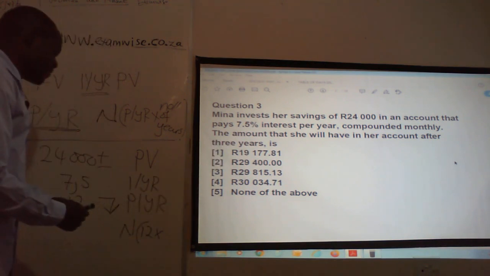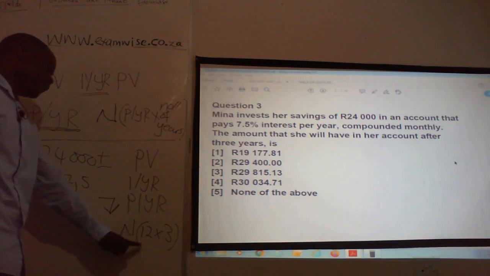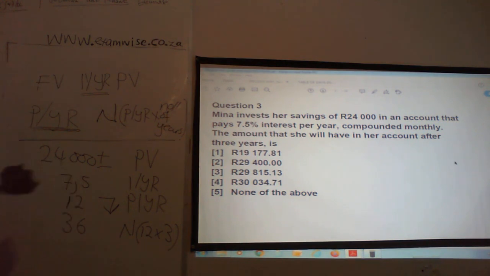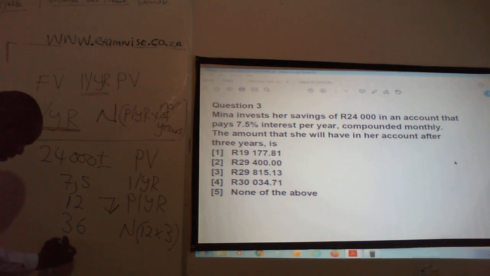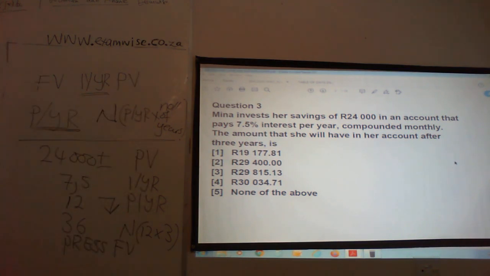So it means the number of years there is 3. Then we can say 12 multiplied by 3, and then here we get 36. So here we now have our 4 variables. So we now need to determine our future value. So here we simply press future value. So that will be the first thing to do.